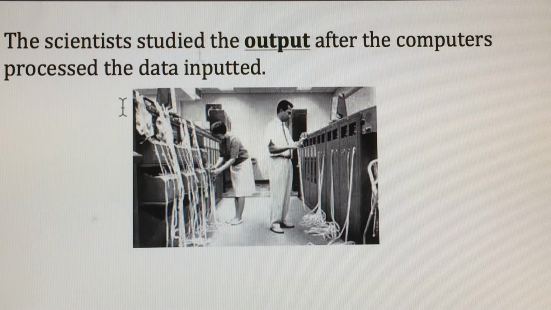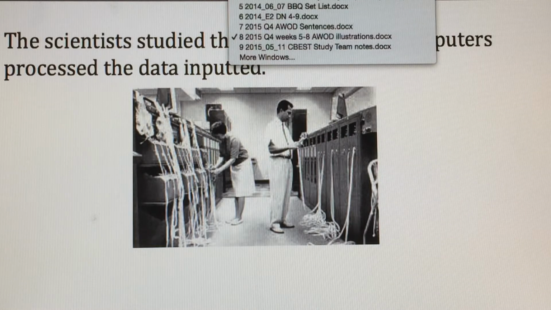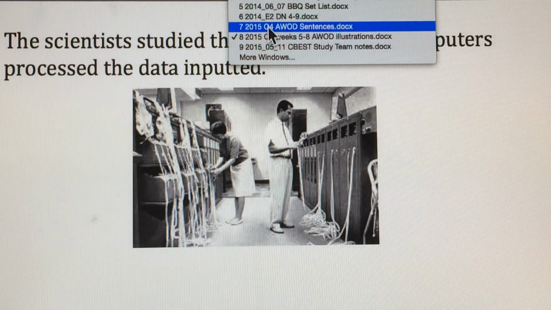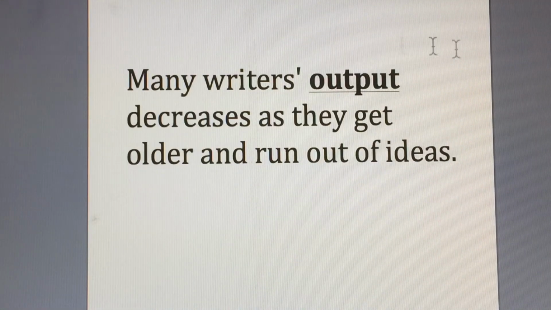Be sure to write an original sentence using output as a noun, and include an illustration on a separate card if you got this one wrong on your reassessment.